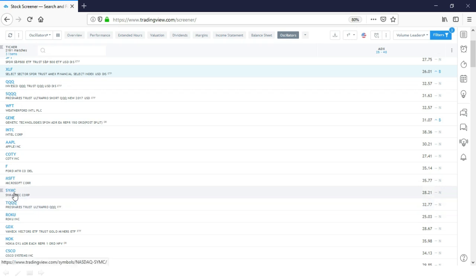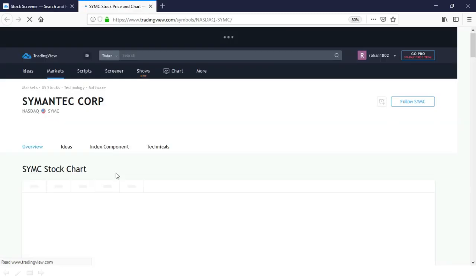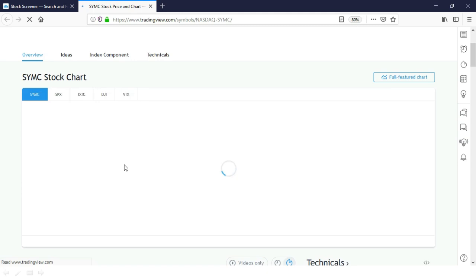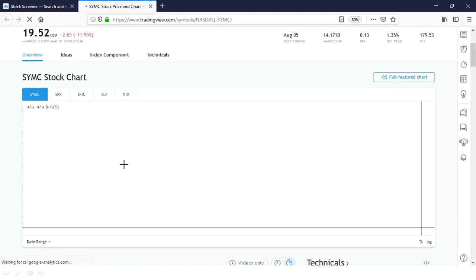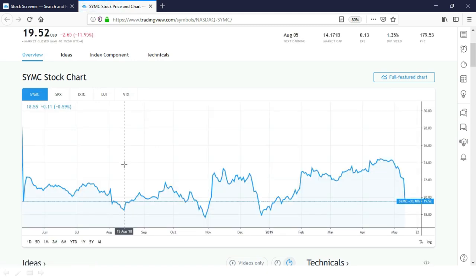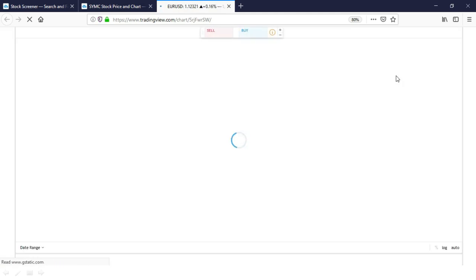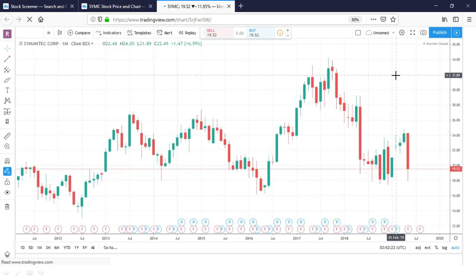Like this, we have taken SYMC, that is Symantec Corporation. We take that stock. Please understand that if the ADX is between 25 to 30 or 40, it is a trending stock, but the trend may be positive or may be negative. So let's check that chart, whether we are in a trend or not. Let's try it. Yes.